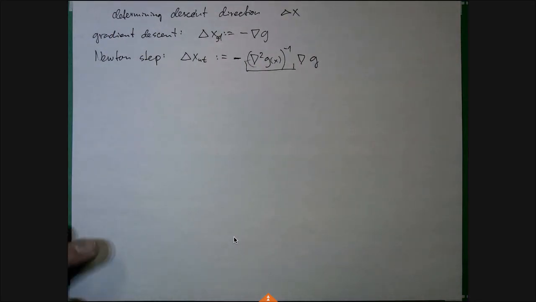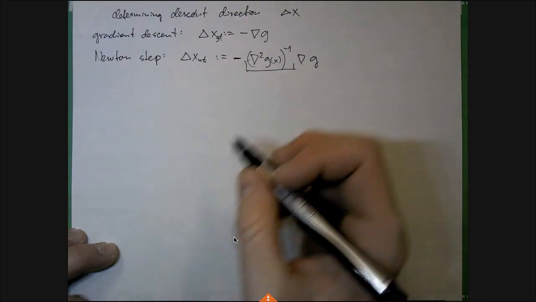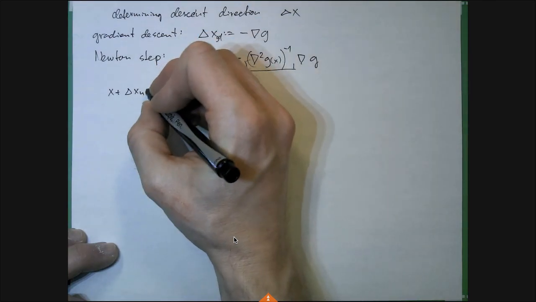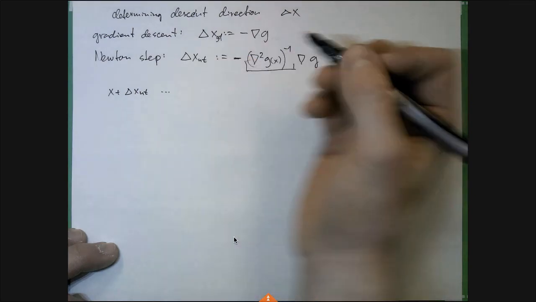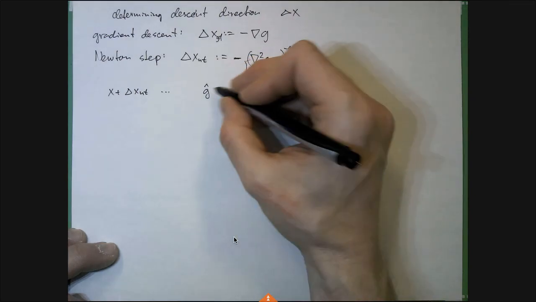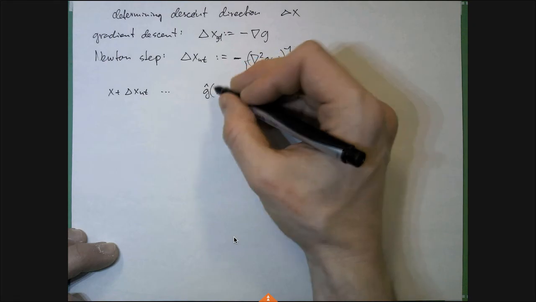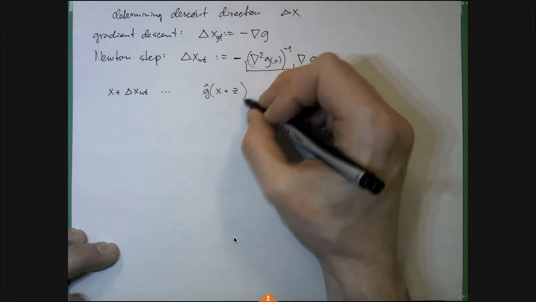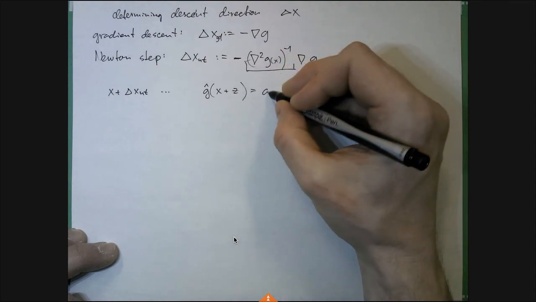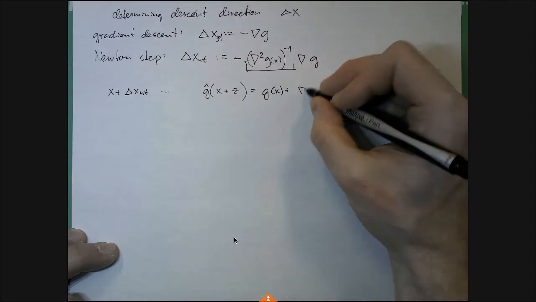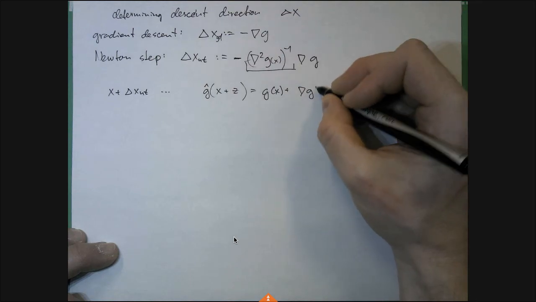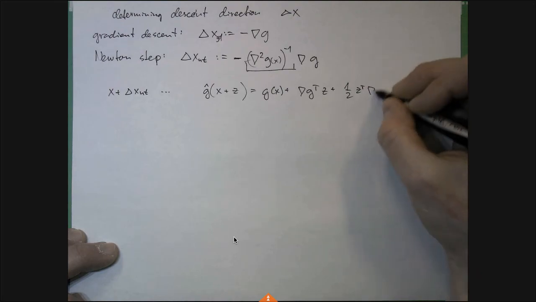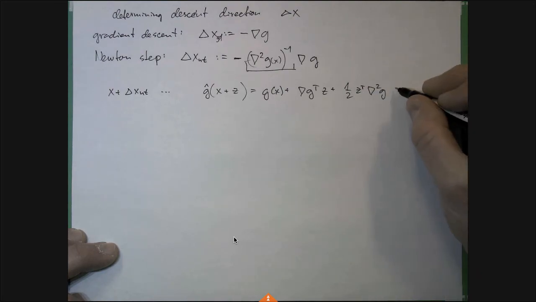Why, or where did this come from, you might be thinking? Well, the idea is to find the direction x Newton so that we minimize this function. If x is where we are, our current position, we can write a function that looks like this: G(x) plus gradient of G transpose z plus z transpose the Hessian of G z.